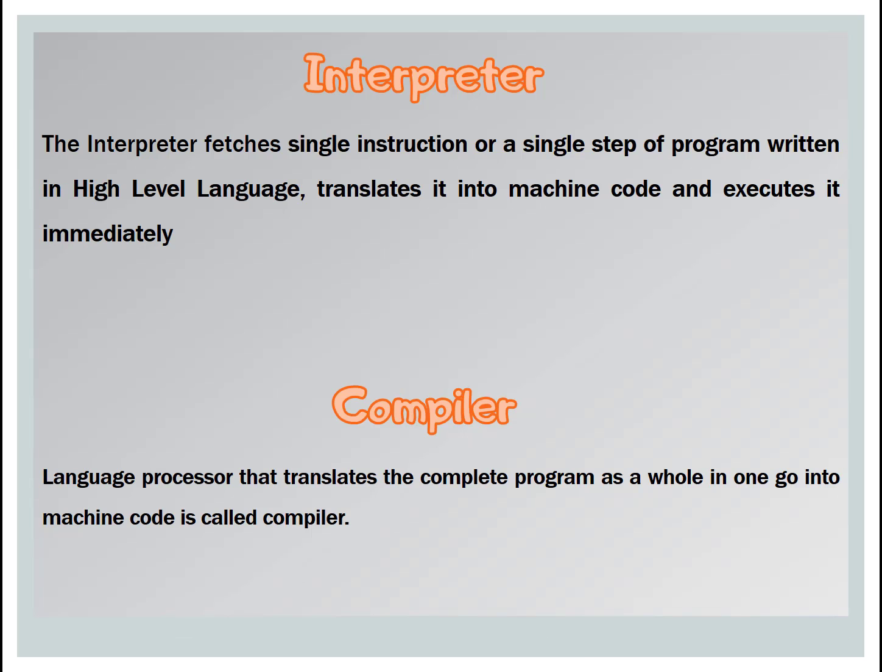Interpreter. The interpreter fetches a single instruction or a single step of a program written in high-level language, translates it into machine code and executes it immediately. Compiler. A language processor that translates the complete program as a whole in one go into machine code is called a compiler.